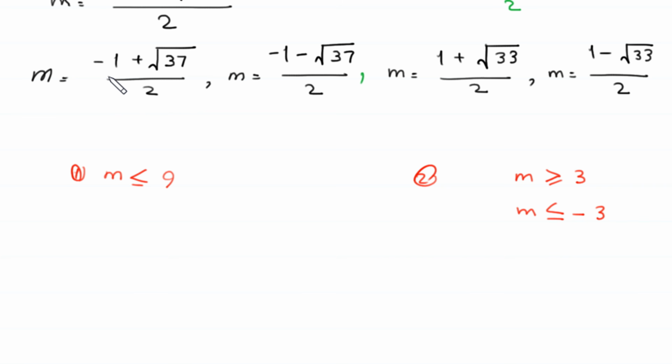Now this value of m, -1 plus root 37 over 2, is approximately equal to 2.5. And this value of m, -1 minus root 37 over 2, is approximately equal to -3.5. And this value of m, 1 plus root 33 over 2, is approximately equal to 3.4. And this value of m, 1 minus root 33 over 2, is approximately equal to -2.4.